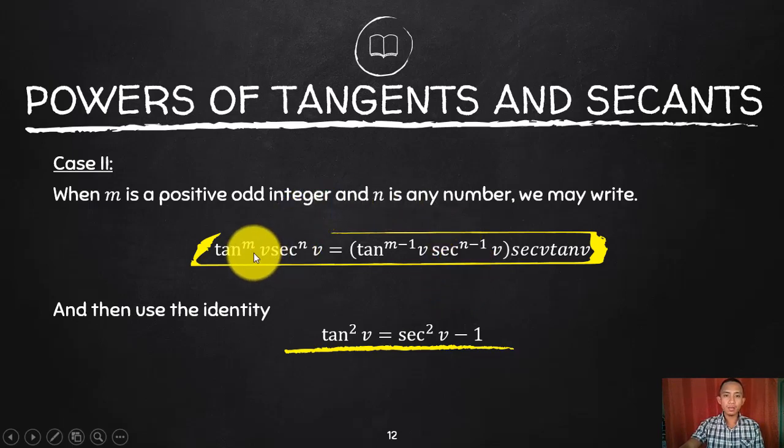So instead, what we are going to do is bring outside one secant and one tangent, so that will serve as your differential, since the derivative of secant is equal to secant tangent. So that is what we will be doing. I will bring outside one of the secant and one of the tangent. Then of course, if your tangent is odd, when I bring outside one, that will become even, so it is transformable using tangent squared. That is our identity to use in this case too.